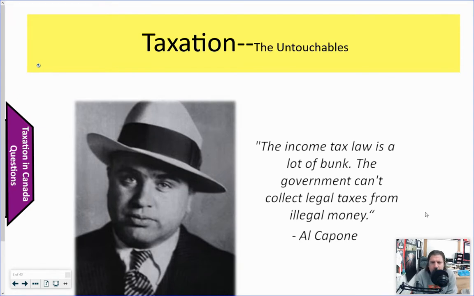But the point I'm trying to make with Al Capone is that he did a lot of really bad things. But the thing that actually got him arrested, in which he got put into jail, and basically served most of the rest of his life in jail until he died at a fairly young age, I believe in the 1940s, was tax evasion. The whole idea of not paying enough taxes. If you don't pay your taxes for the income that you owe, the government can charge you, at least in extreme cases, with tax evasion, and you can go to prison. One of the quotes that he is said to have stated is that the income tax law is a lot of bunk. The government can't collect legal taxes from illegal money.